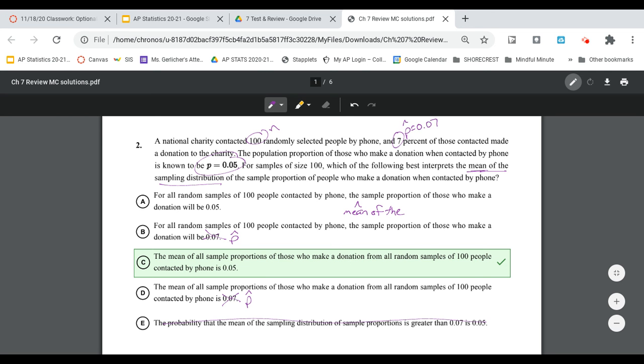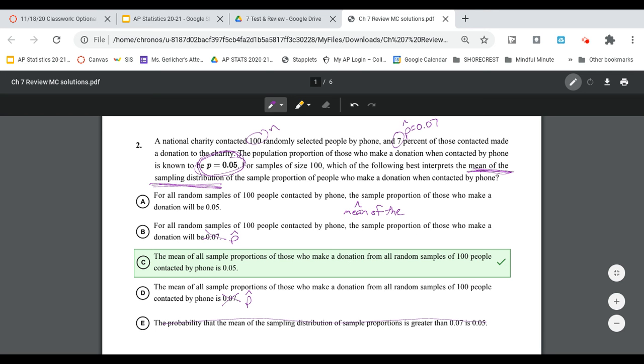They said the population proportion, those who make a donation when contacted by phone, is known to be P equals 0.05. So they just gave you the population proportion. And we want to know what best interprets the mean of the sampling distribution. Okay, so this is an interpret. This is which wording most closely matches it.